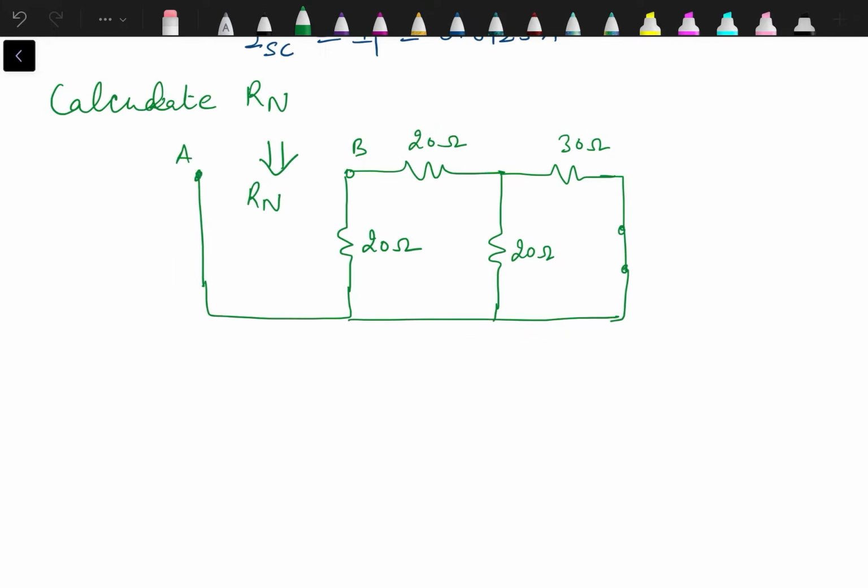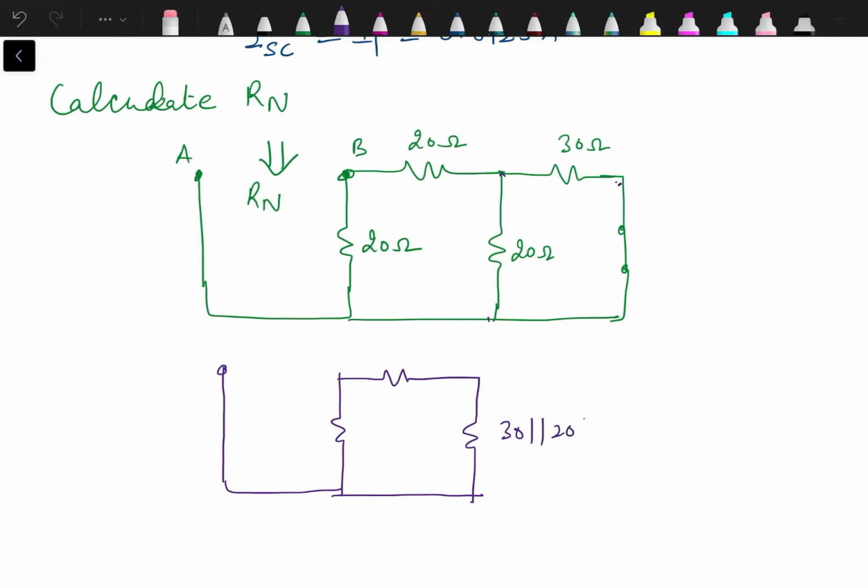When we need to calculate the resistance over here, we have to start from the opposite side. Opposite side means from these terminals. Now when we start from here, firstly we have 30 and 20, they are in parallel. So we can replace it by 30 in parallel with 20. Here we have 20 ohm, this one is 20 ohm.